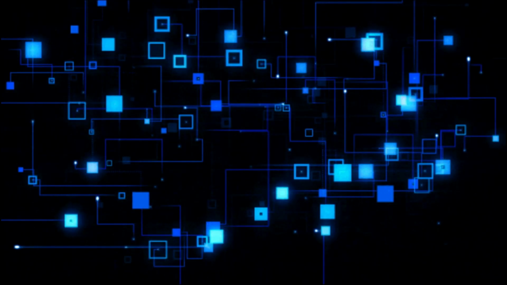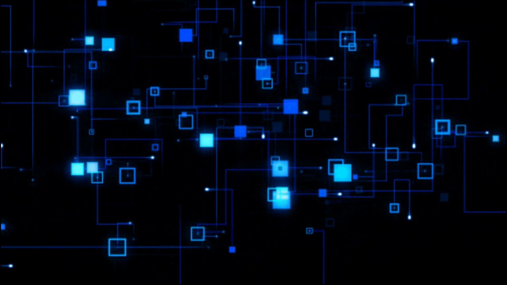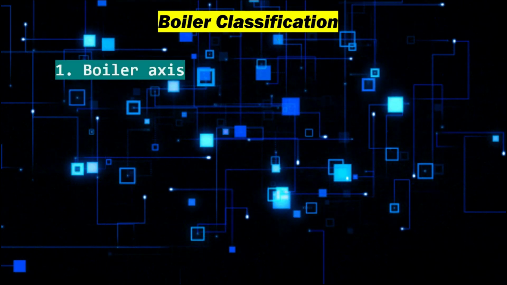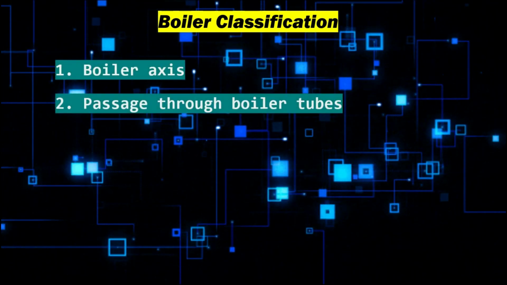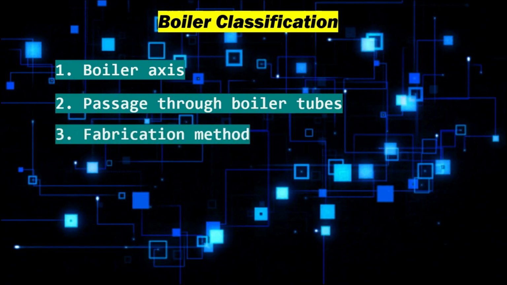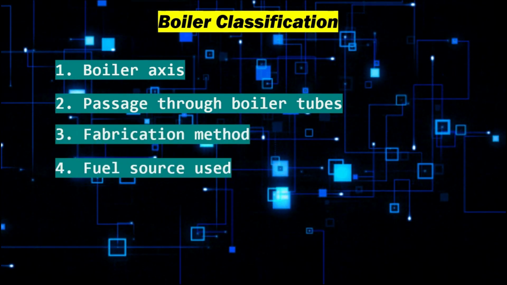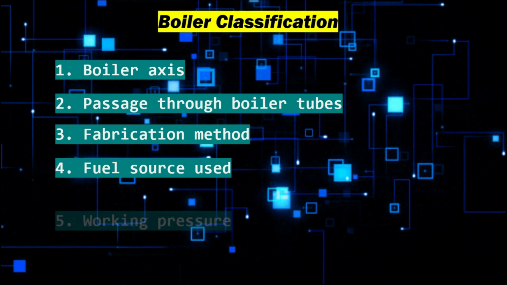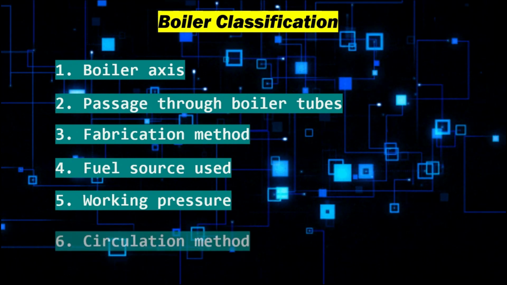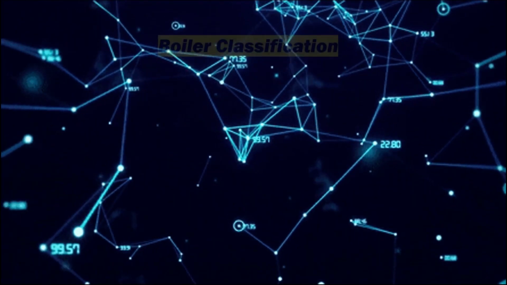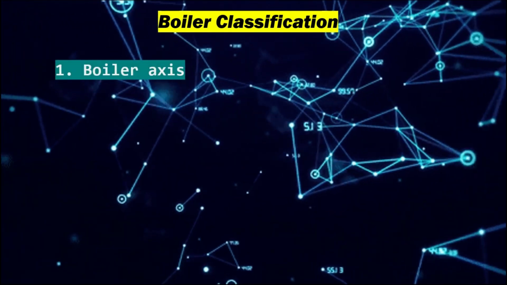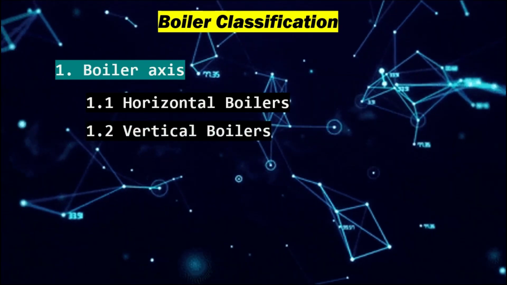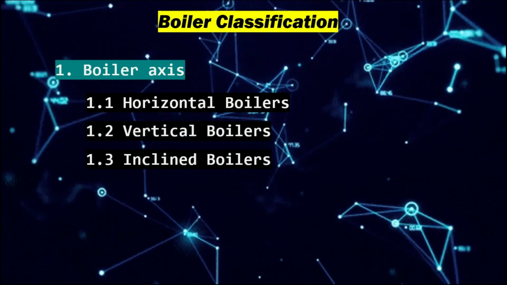We have several ways to classify the boilers that are shown here. Boilers can be classified based on boiler axis, what is passed through boiler tubes, the way that the boiler is made, the fuel types that the boiler uses to get energy, the working pressure that a boiler works with, and finally, the circulation method. In this classification we have three typical types: horizontal boilers, vertical boilers, and inclined boilers.